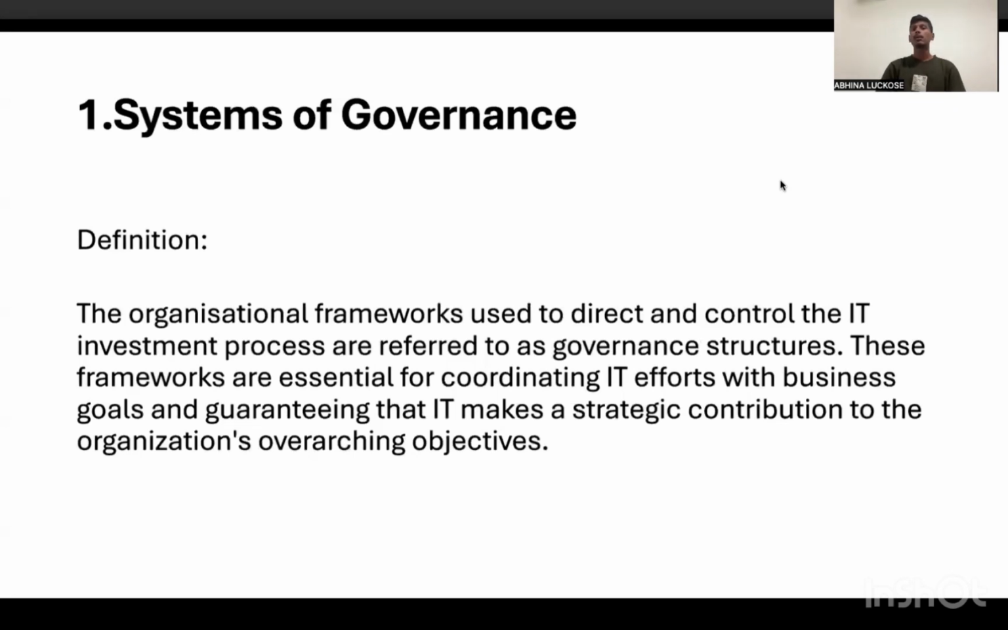Organizational frameworks used to direct and control the IT investment processes are referred to as governance structures. These frameworks are essential for coordinating IT efforts with business goals and guaranteeing that IT makes a strategic contribution to the organization's overarching objectives.